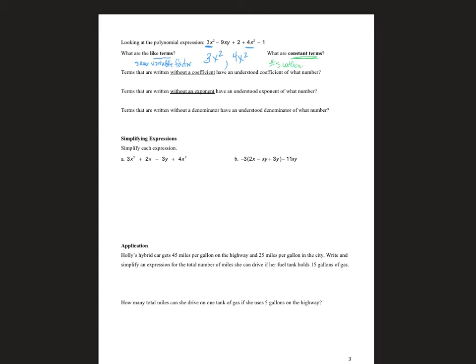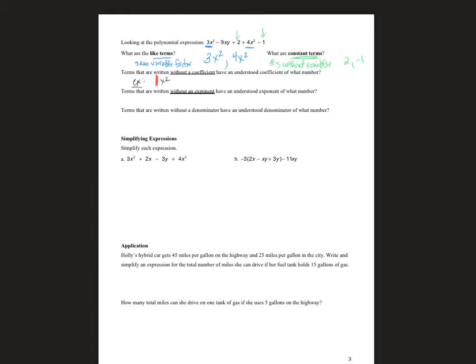Now, what would be known as your constant terms are just your numbers without variables in this case. So what would be your constant terms? Well, 2 and -1. Now, if you have a term that is written without a coefficient, well, coefficient is a number connected to a variable by multiplication. So, for example, if I were to give you x squared, that is a variable term without a coefficient, we know that the coefficient is 1. So I don't have to see it, but I know it's there.